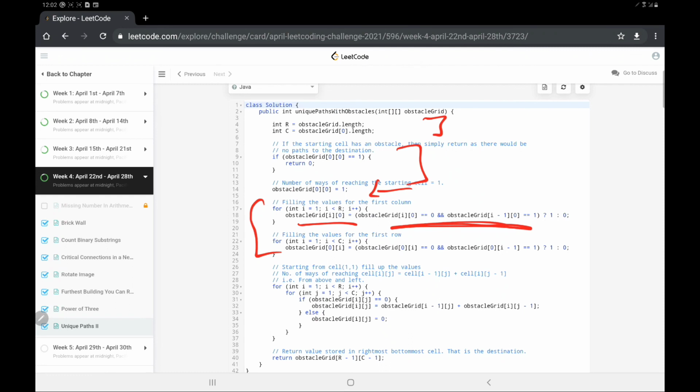I hope that's clear. So we'll mark it as 1 and 0, and these are the values that we'll fill, and after that we'll just calculate the values. So if it's 0, that is an empty space, we will calculate the value, that is the sum of both the directions from where we can come, or else if it's 1, that means it is an obstruction, so we will make it 0, and at the end we'll return the last value that is calculated over here, and that would be our final answer. I hope the code is clear.